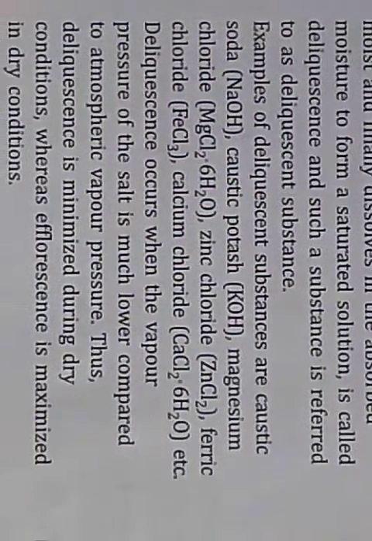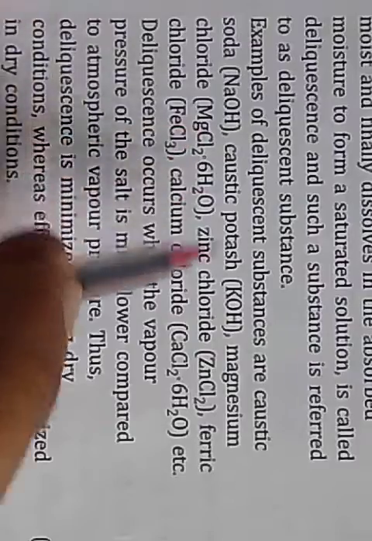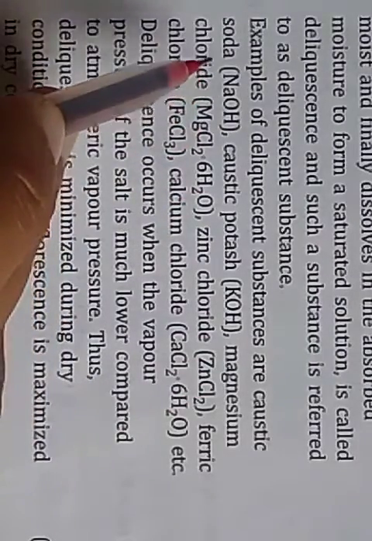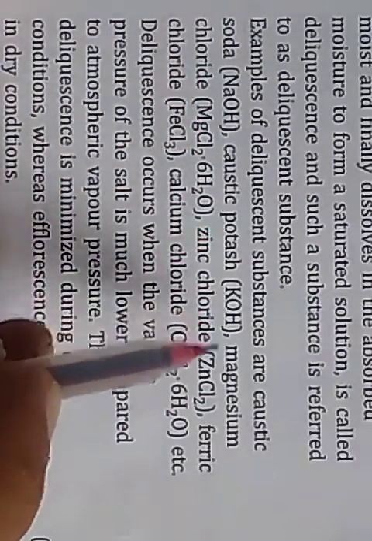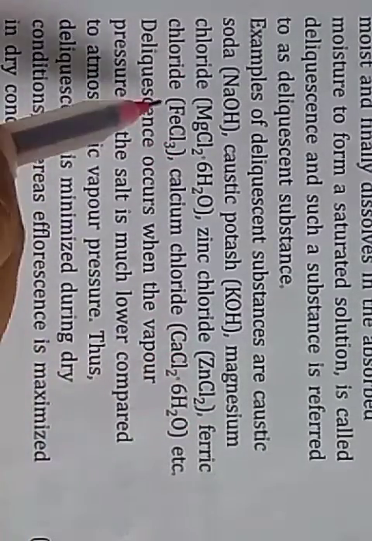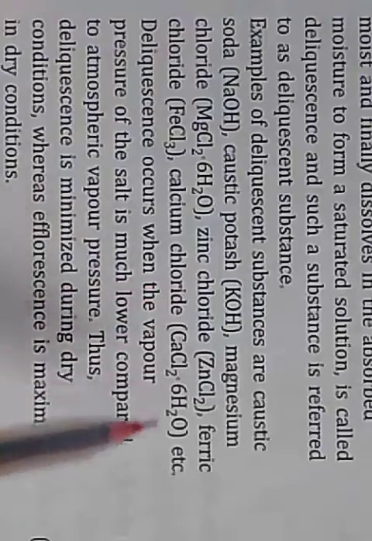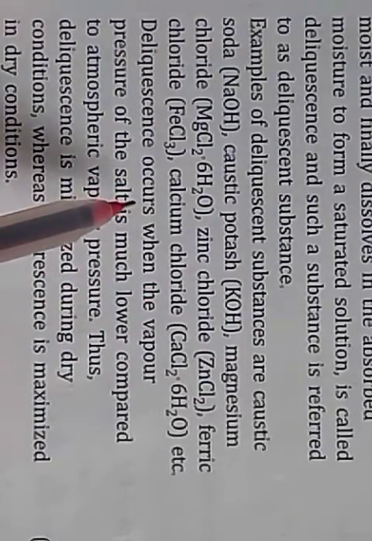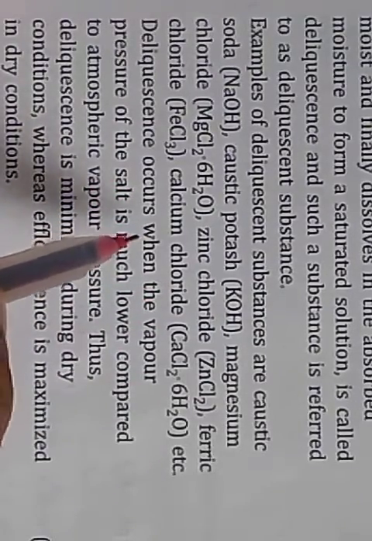Here are some examples of deliquescent substances: caustic soda NaOH, caustic potash KOH, magnesium chloride, zinc chloride, ferric chloride, calcium chloride, etc. These are the deliquescent substances.